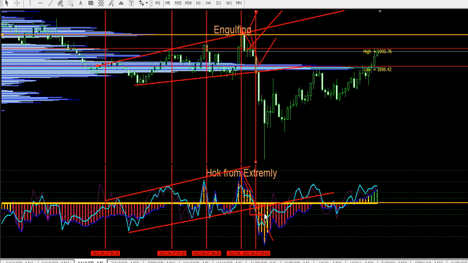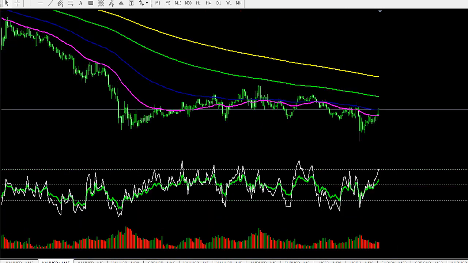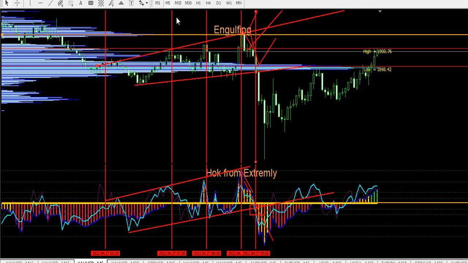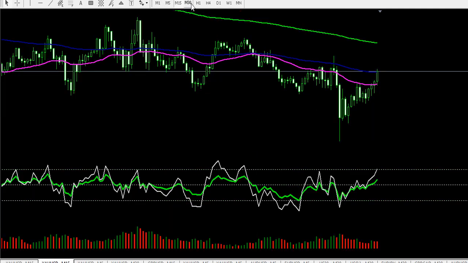Now let me explain another indicator. Look at this one, also 15 minutes, and this one is also 15 minutes, the RSI.